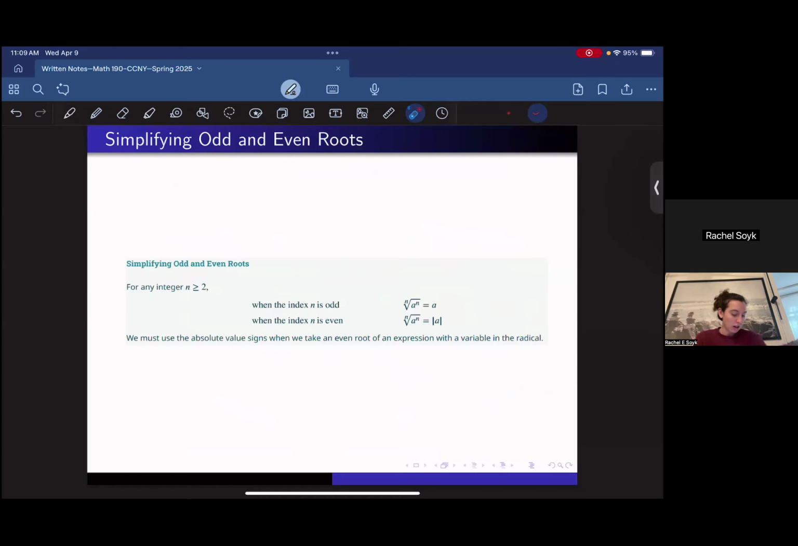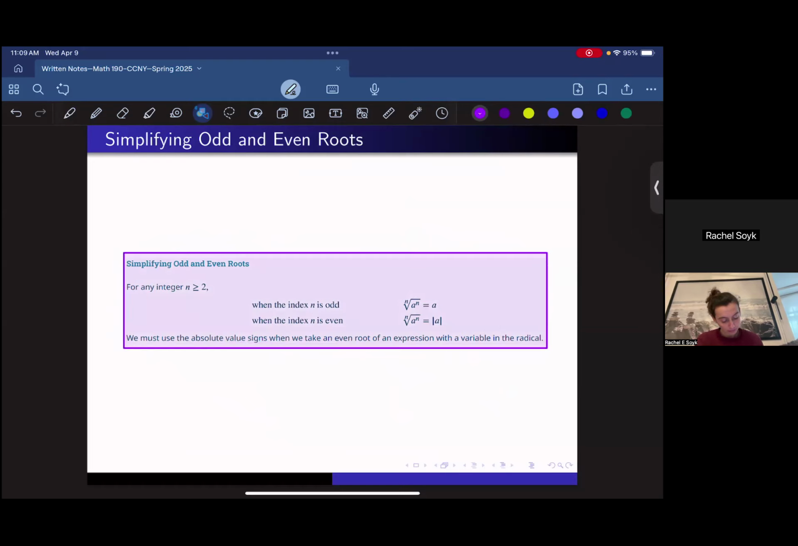And this is just a notes page with simplifying odd and even roots. Box it for you. And so when our index is odd, what are we going to end up getting? Our nth root of a to the n is a, but when our index is even, we can get both negative or positive a, right? The absolute value of a, whether a is negative or positive, will be our solution.